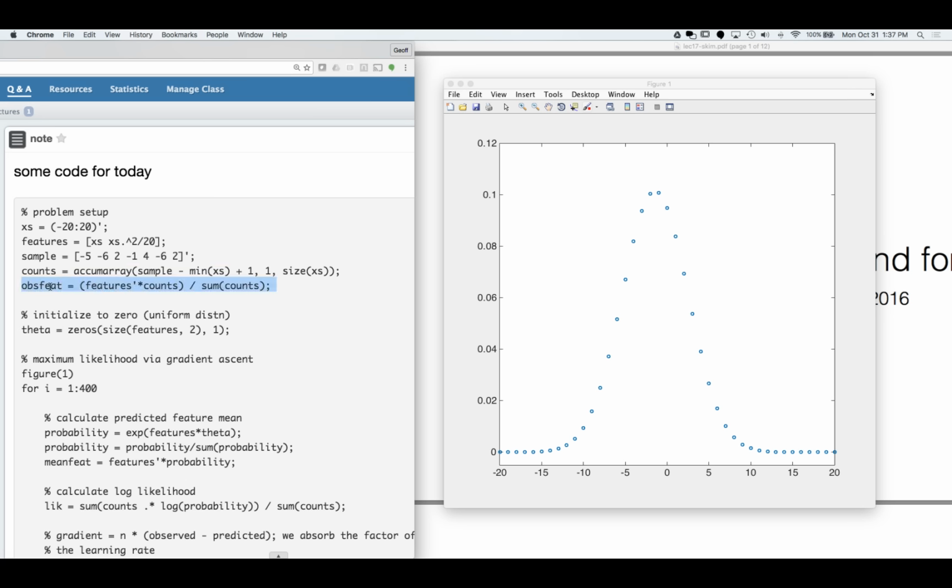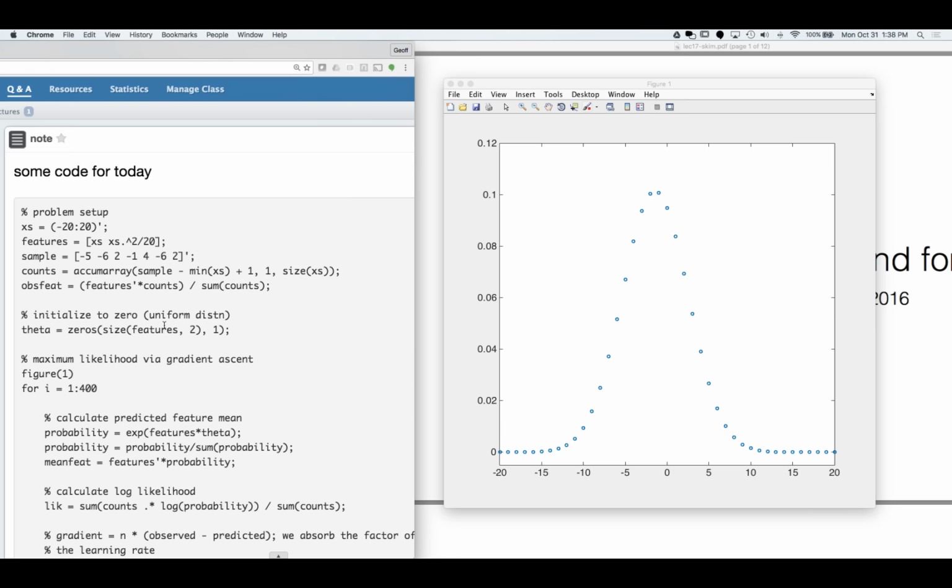And so here, now, what I'm doing is calculating the actual observed average value of the feature. If you remember from maximum entropy, one of the things that we needed was the observed average value of our features in the sample, and that's this, right? So what it's doing is features transpose times count. What that does is it takes each row of features and counts it a number of times equal to the corresponding entry of counts. And then I divide by the total number of samples, which is the sum of the entries in counts.